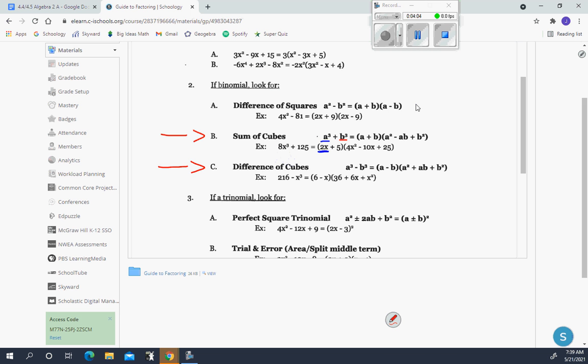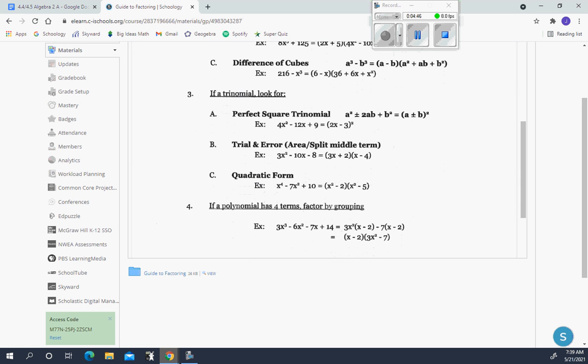Then they have b cubed, which is 125. We have to find out what b is. It's 5, right? 5 times 5 times 5 is 125. And then it's just plugging it in. A squared: what's 2x squared? 2 squared is 4, x squared is x squared. Minus ab: we just multiply our a and b, 2x and 5, that's 10x. And then plus b squared, that last number, 5 squared. That's all it is. We'll get into a few example problems in a little bit.